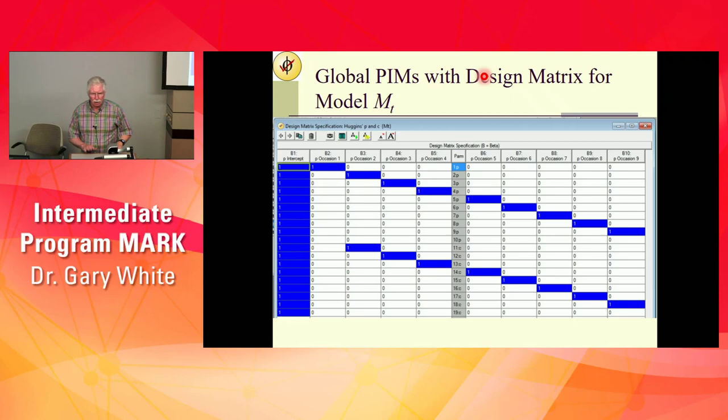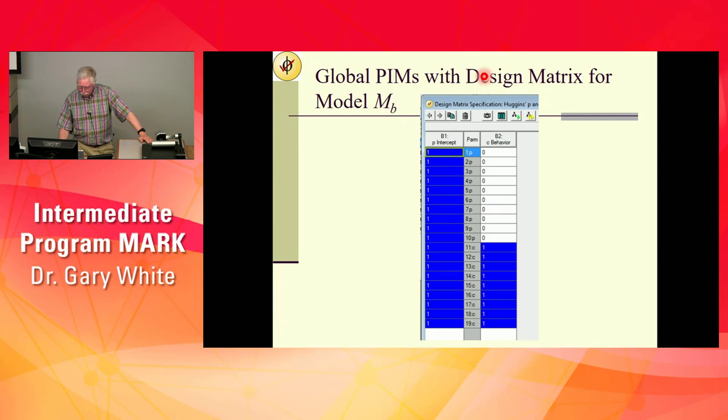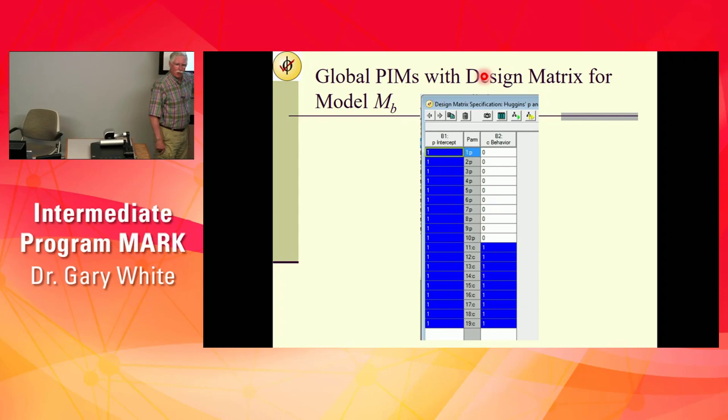All right, how about Model MB? Again, we're keeping that same set of PIMs. You're going to get the picture here. We're building up, using the design matrix to build up. Here's our intercept, same intercept as before, but now all the C's are different by this offset.